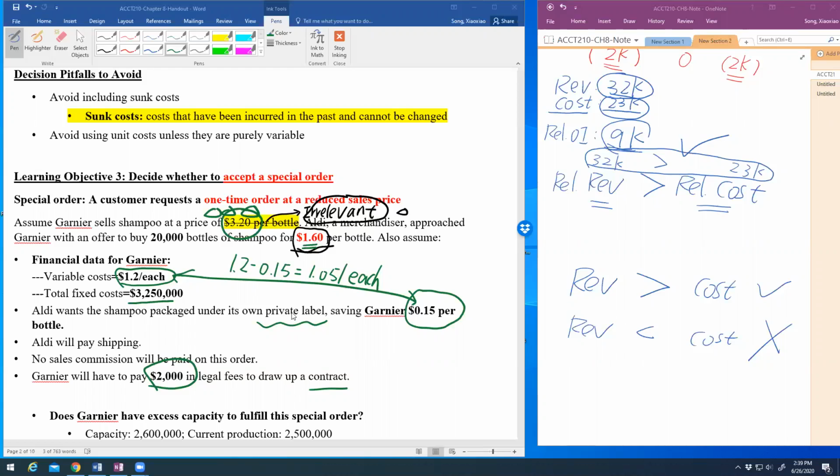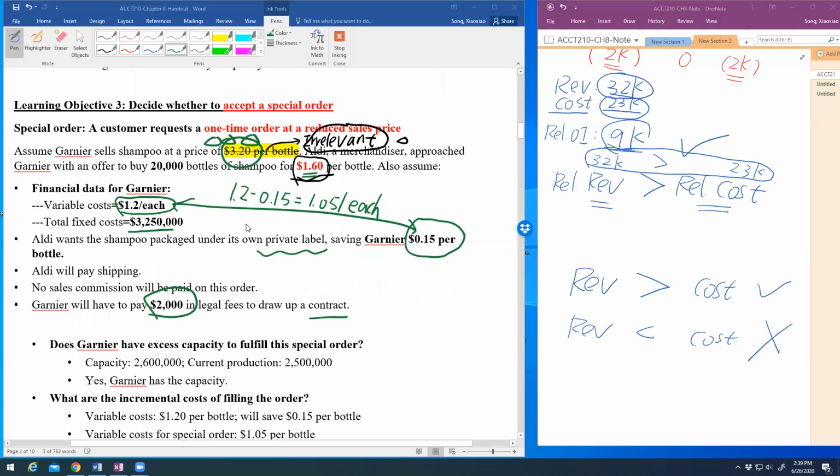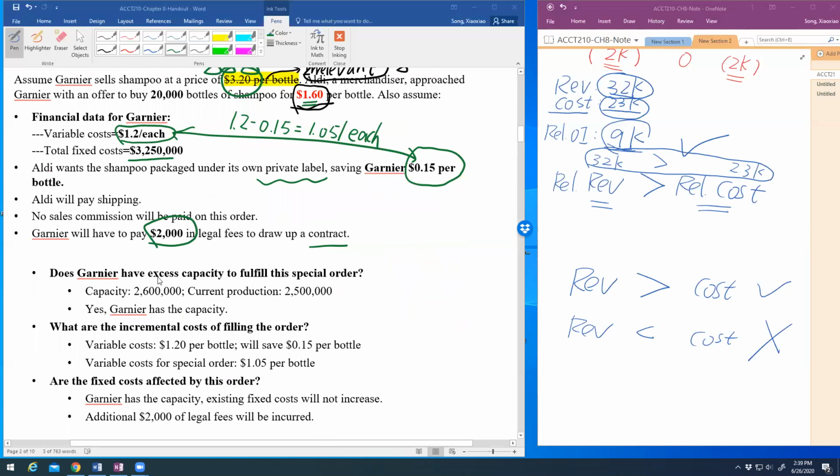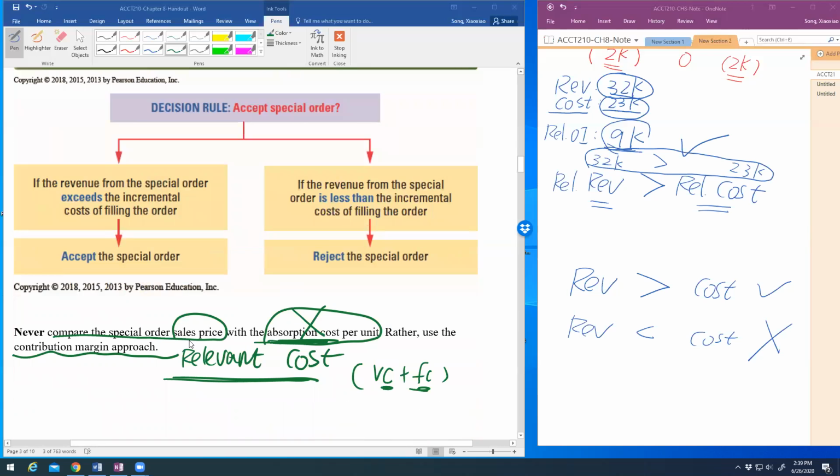Something I want to point out is, first, the regular selling price is never relevant for our special order situation. Second, you need to only focus on the relevant cost, relevant variable cost, relevant fixed cost. And third, you need to think about whether you have excess capacity, yes or no. And the last part, the handout also said do not use absorption costing. We should use the variable contribution margin approach.